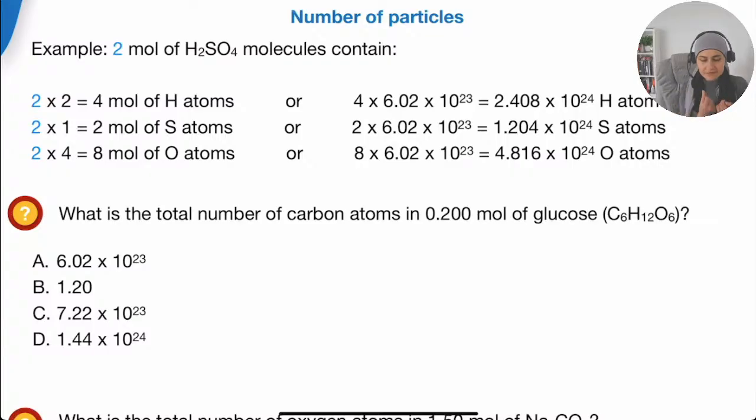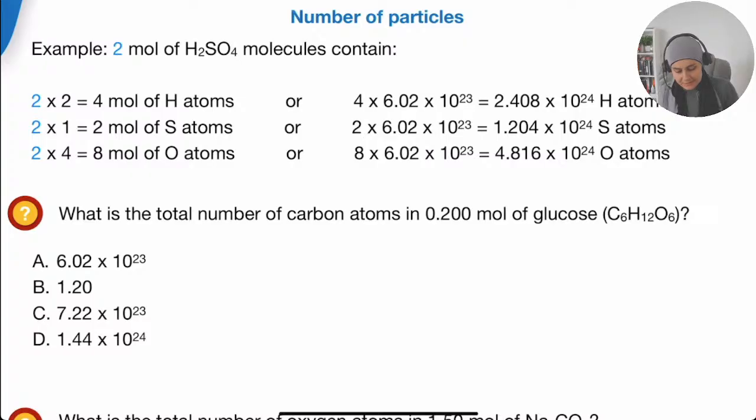So it's very important to understand what exactly they ask. Do they ask you about the number of moles of atoms or whatever? Or do they ask you about the number of atoms or molecules? If it's the number of moles, the number is small, you would have like 2, 1, 0.5. If it's the number of atoms, usually it would be large. It would be 10 to the power of something.